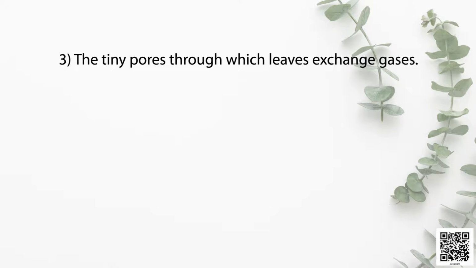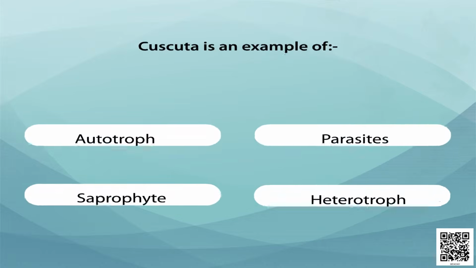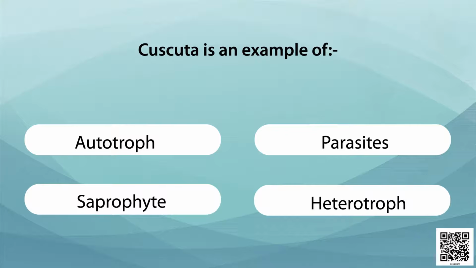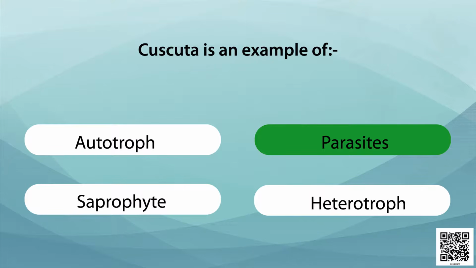The tiny pores through which leaves exchange gases. What do we call them? We call them stomatal pores or stomata. Now you tell me which of the following is correct. Cuscuta is an example of autotroph, parasite, saprophyte, heterotroph. Absolutely correct. Cuscuta is an example of a parasite.